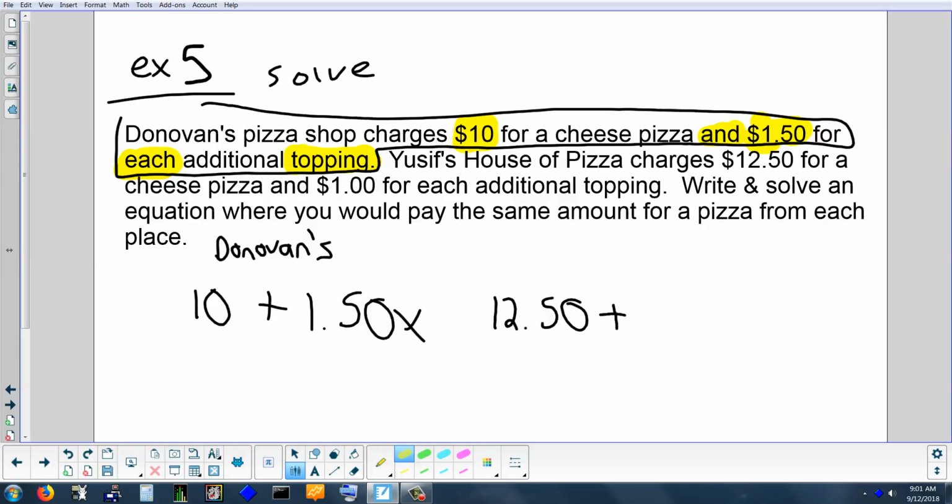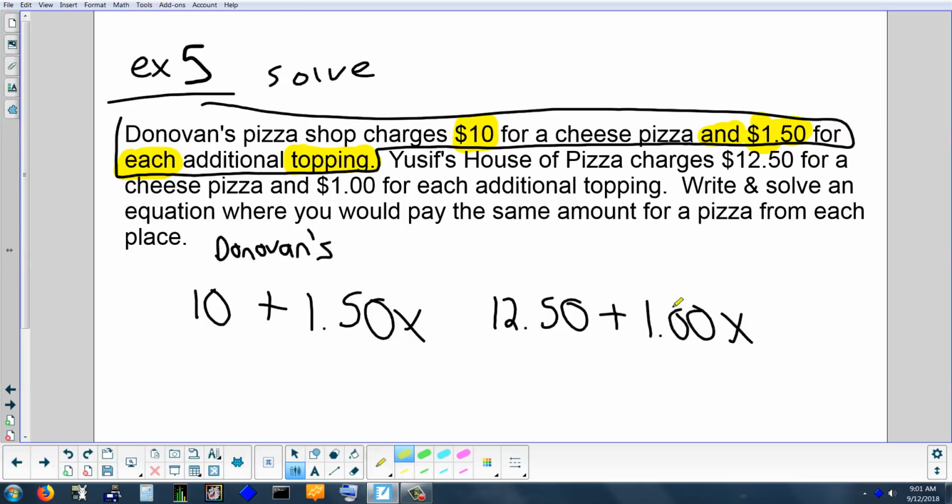How about Miguel? How much are the toppings at Yusuf's? $1, right? I'm going to write it as $1. And then, how many toppings did I put, Chris? You don't know. What should I put? X. Very good.